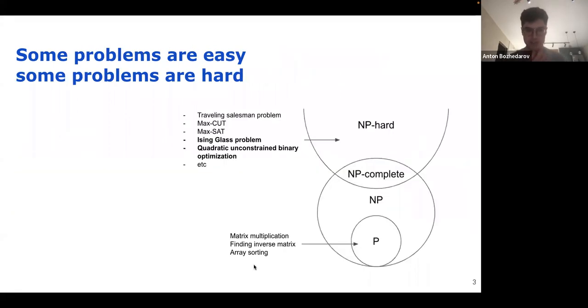So I will start the mathematical introduction from here, from the kinds of problems that exist right now. Of course, it's not a very precise description, but in some sense a general overview. We know some problems.